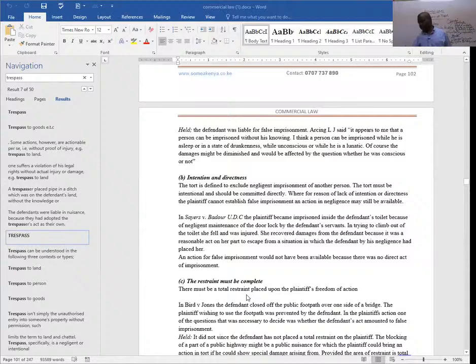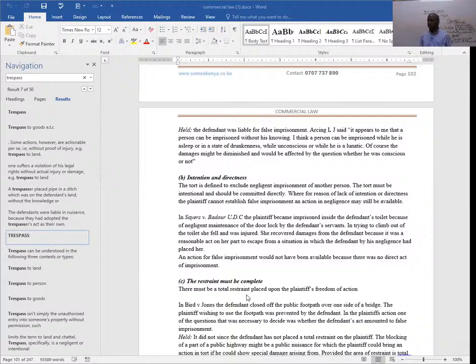It was held the defendant was liable for false imprisonment. So this was the ruling of the judge: it appears to me that a person can be imprisoned without his knowing. I think a person can be imprisoned while he is asleep, or in a state of drunkenness, while unconscious, or while he is a lunatic. Of course, the damages might be diminished and will be affected by the question whether he was conscious or not.